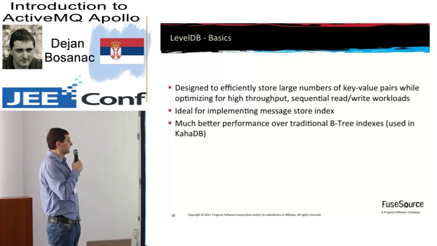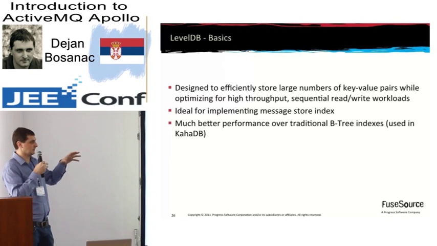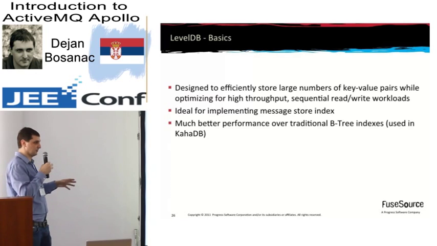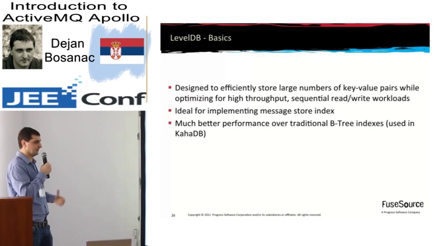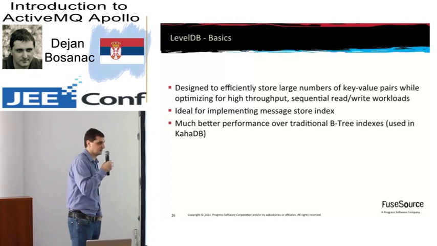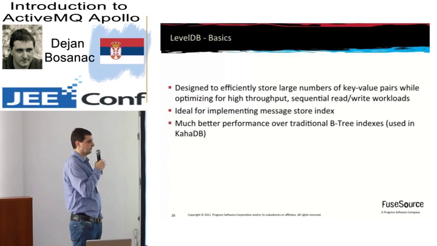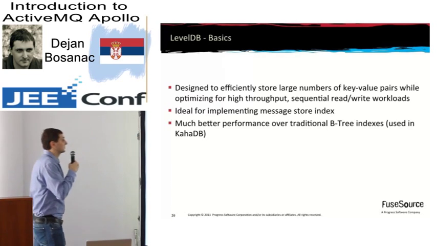which is exactly what we need for an index for the message store. Basically, a message store usually has two parts. We have a message log or journal where we put the actual payload of the message, which is very fast to write to, right? So we just append everything to the journal. But for reading, we need an index so that we can later find the message in the journal and read it to send it to the consumer.